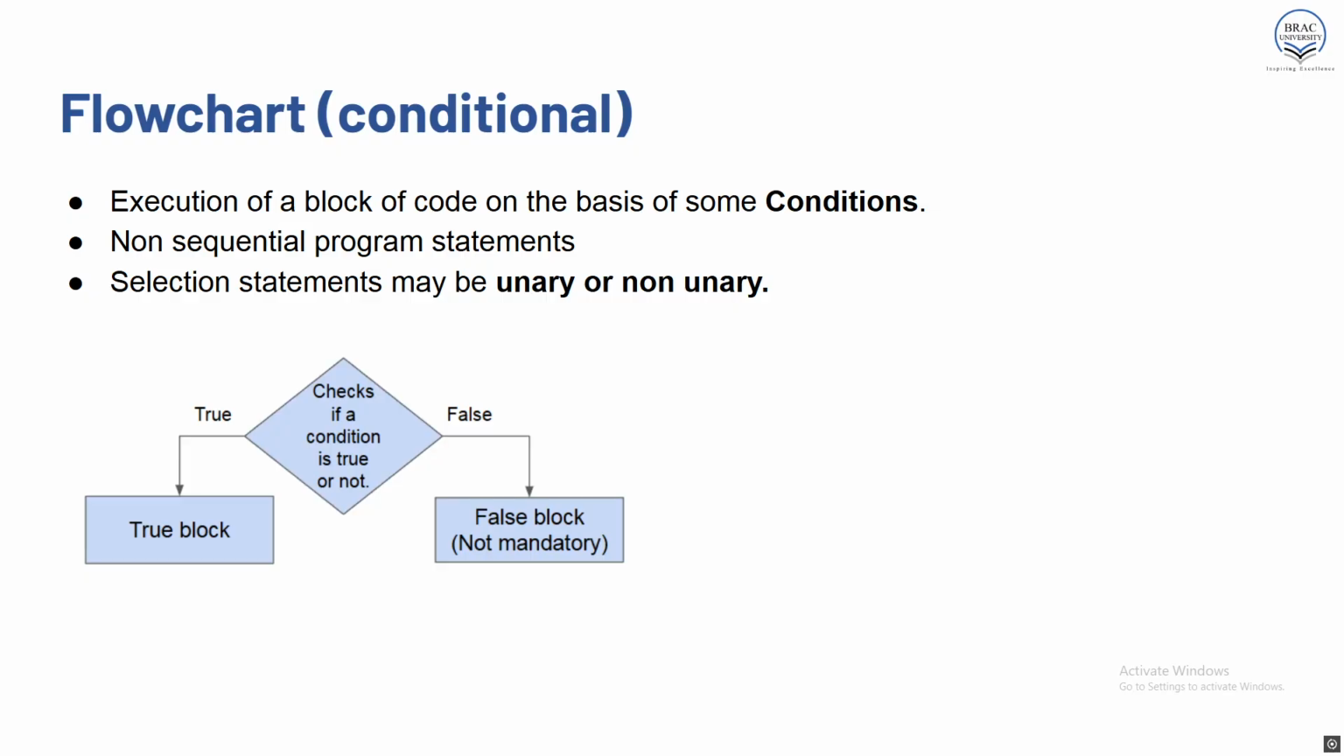At first, the condition inside the rhombus is executed, and based on the condition, it flows either into the true side or the false side. Please note that the true or false should be mentioned. If it goes to the true side, it will execute the true block. If it goes to the false side, then it will execute the false block. Only if there is a false block, which clearly indicates that the selection statement may be unary or non-unary, which means the false block is not mandatory.